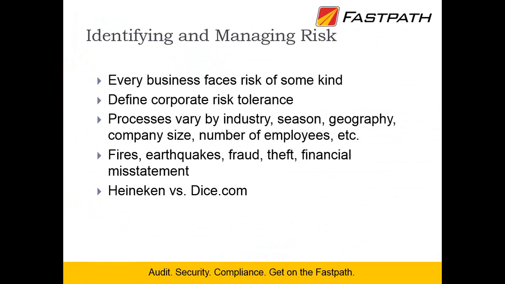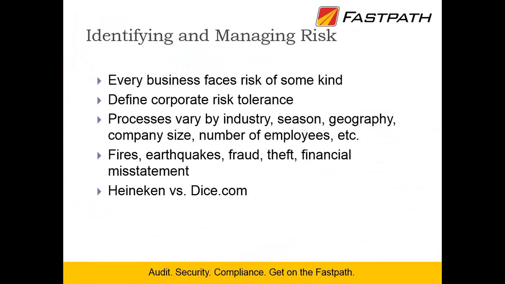So your risk is going to vary based on business process and vary by industry, right? So depending on what season it is, in Iowa, farmers have risk based on season, the weather, how big your farm is, all those types of things. And then you can see some of the examples. There's fires, earthquakes, theft, and financial.